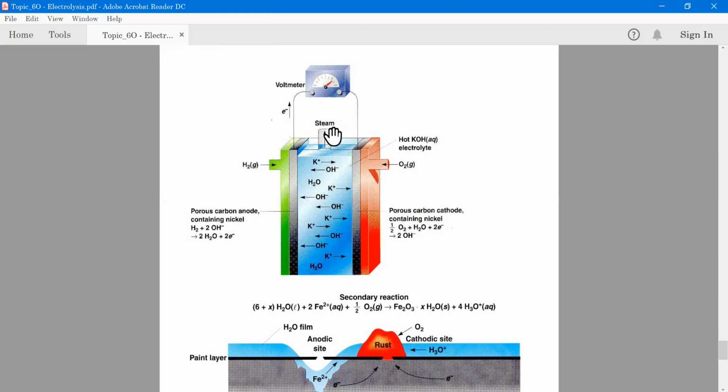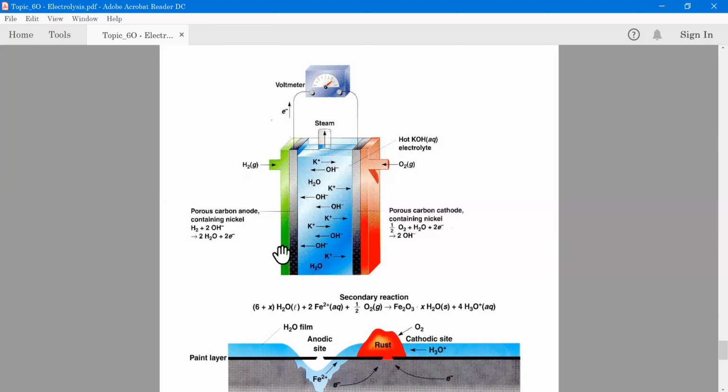And so the overall chemistry, though, is very simple. Hydrogen and oxygen are both fed into what they refer to as a porous carbon cathode and a porous carbon anode. It's something that keeps the solution contained, but the hydrogen and the oxygen can penetrate through it.